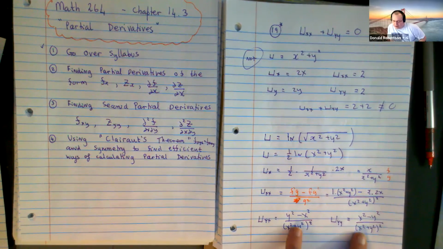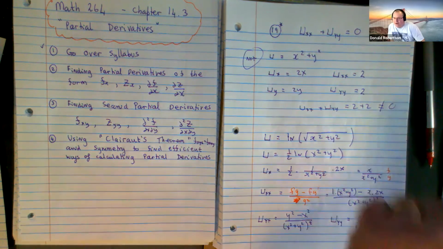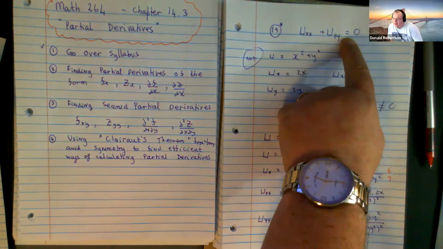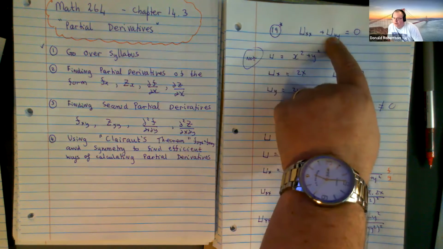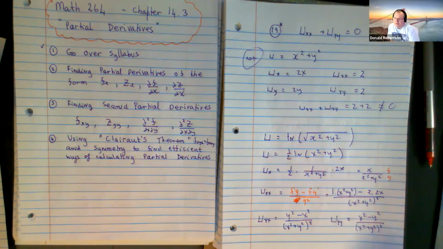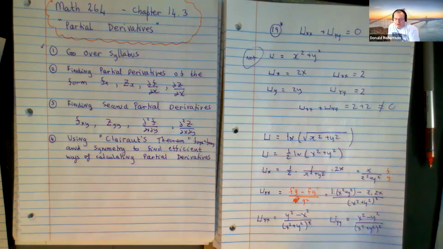Now, what's going to happen when you add these two together? Aren't they going to cancel each other out? And that means that they add up to 0. And isn't that what we're looking for? Functions who have the property that these two add up to 0. And so this would be a solution to the Laplace equation.